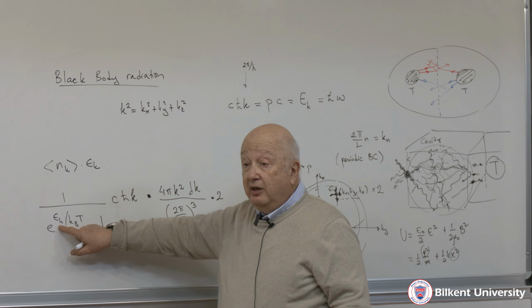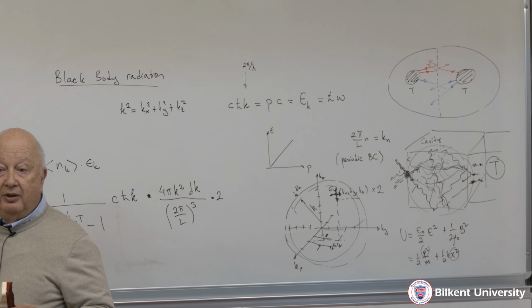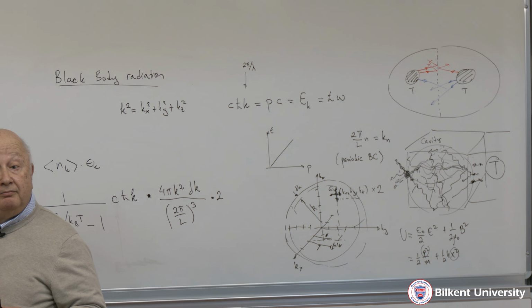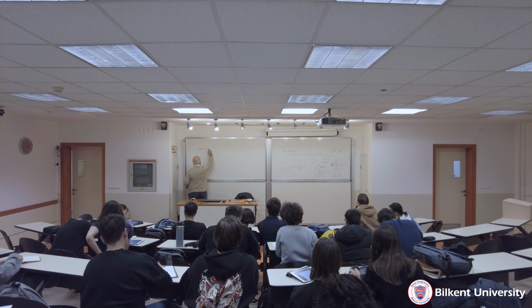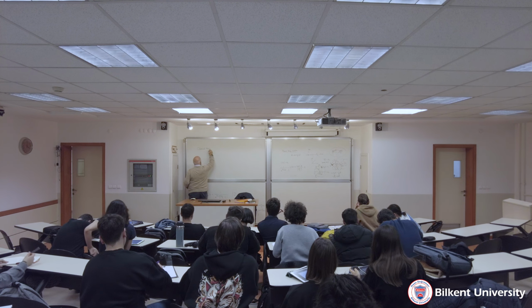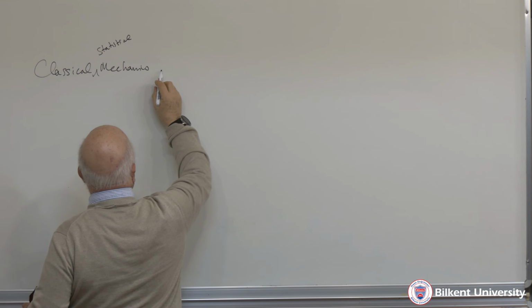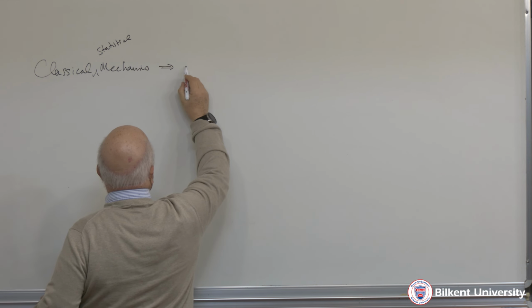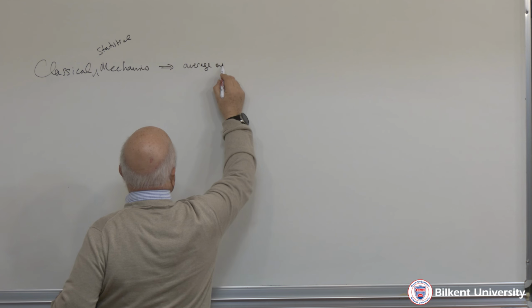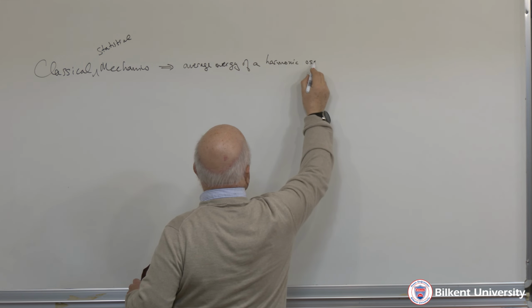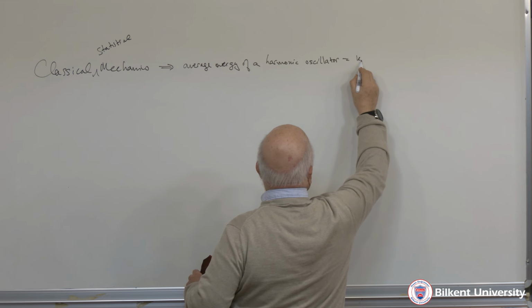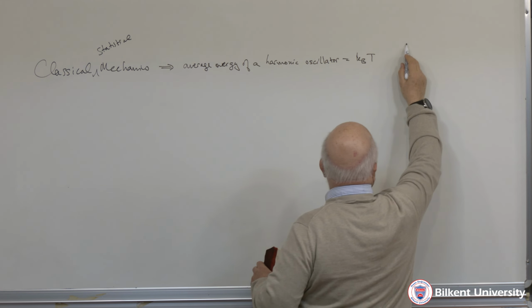You probably know what happens in classical mechanics, right? You've heard of the equipartition theorem? Yeah. Okay. In classical mechanics, there's an equipartition. So let me just write it down. Perhaps we should say classical statistical mechanics just says that the average energy of a harmonic oscillator is equal to k Boltzmann times T. This is called the equipartition theorem.